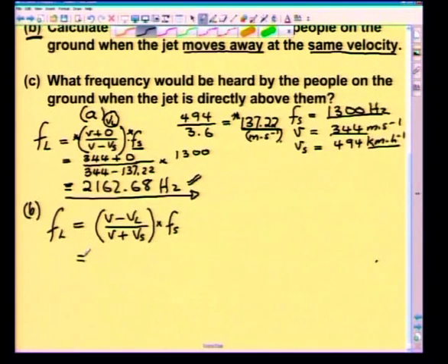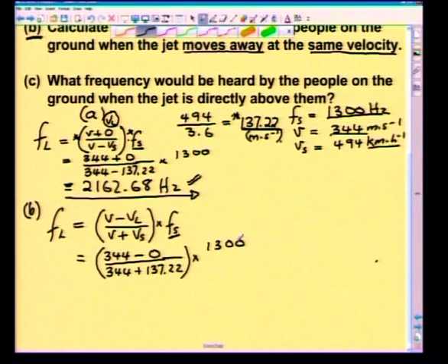So now let's substitute into it. This V here is 344 minus velocity of listeners. We are told they are just stationary on the ground, so it's 0, divided by the velocity of sound in air, 344, plus the velocity of the source, which is that of the jet, at 137.22 meters per second. Now, all these multiplies the frequency of the source. What is the frequency of the source? It's 1,300 hertz.